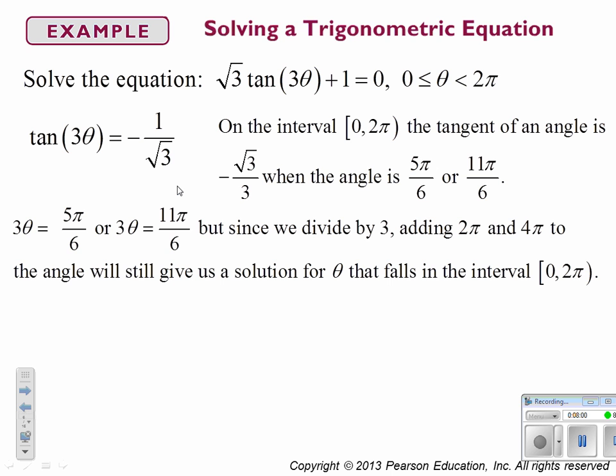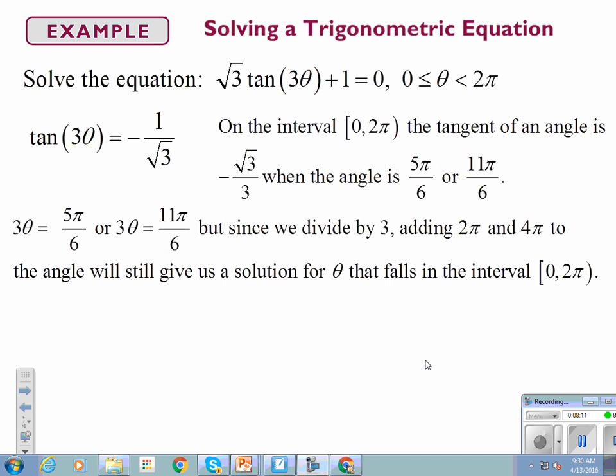We know that 3 theta equals 5 pi over 6 and 3 theta equals 11 pi over 6. Since we divide by 3, the number of times we cycle through triples. So we not only have to add 2 pi, but we have to add 4 pi, so that we'll pick up all the solutions for theta between that interval from 0 to 2 pi.